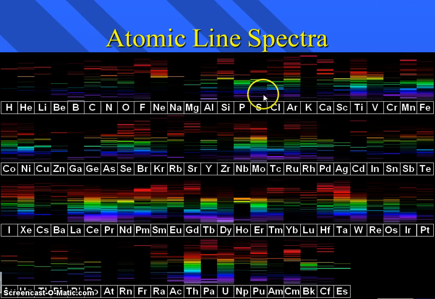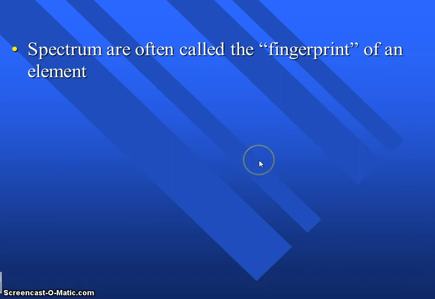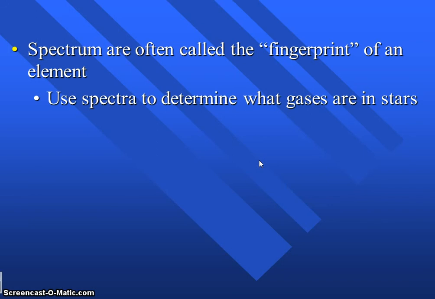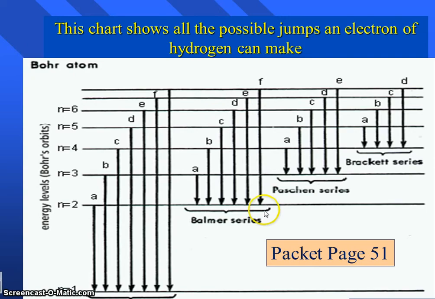In fact, here's just a summary of all the different elements, and you can see everyone's got a slightly different line spectra. In fact, these line spectra are often called the fingerprints of an element. Because they're unique, we can use them to identify what elements we have. That's how we know what gases are present in stars.